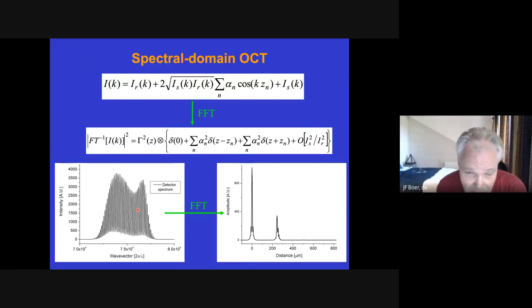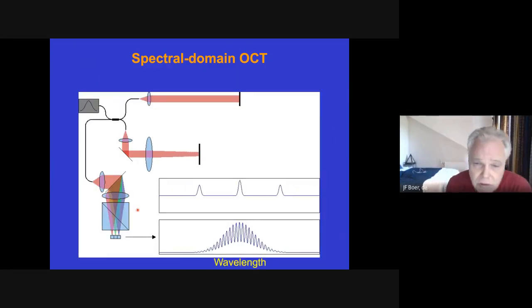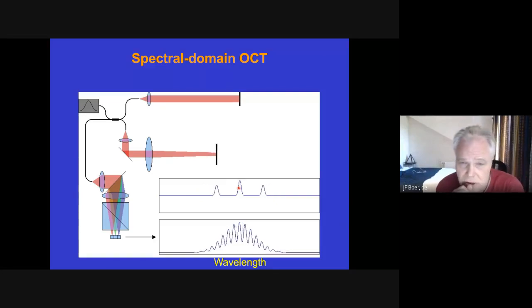We can retrieve that same information with a system where we have a fixed mirror and we measure the spectrum and do a Fourier transform of the spectrum. This is an animation that shows you what the signal is on the detector. This detector is given below here. This is the signal that you see on the detector and on the spectrometer, basically. And this signal here is the signal that you see when you do a Fourier transform.